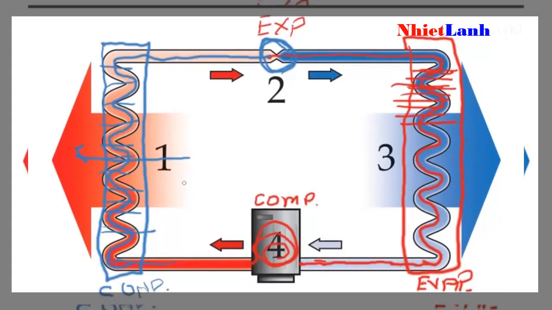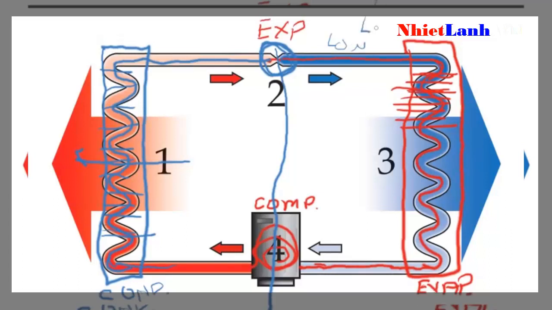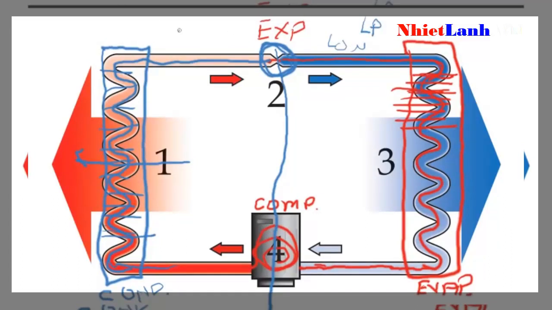and we also have what's called the low side and the high side of the system. So that happens right here. The low side, and you'll hear it referred to as low pressure or low side, and then the high pressure or high side.